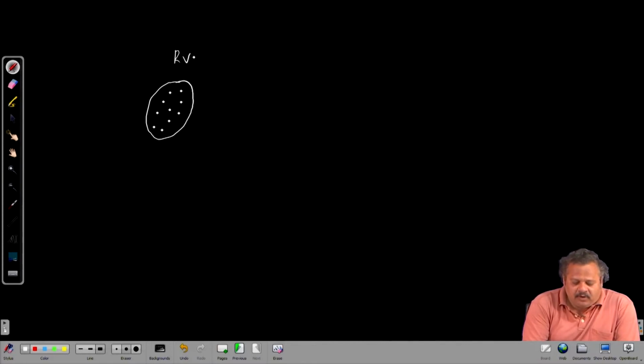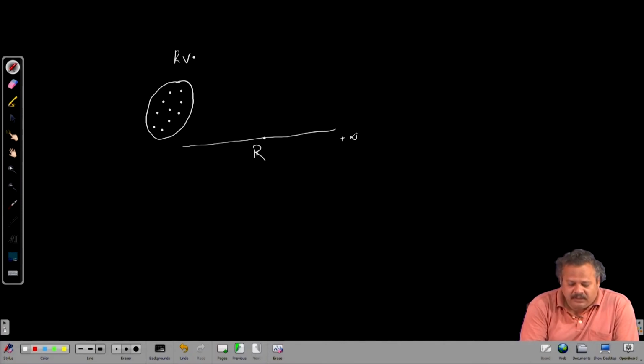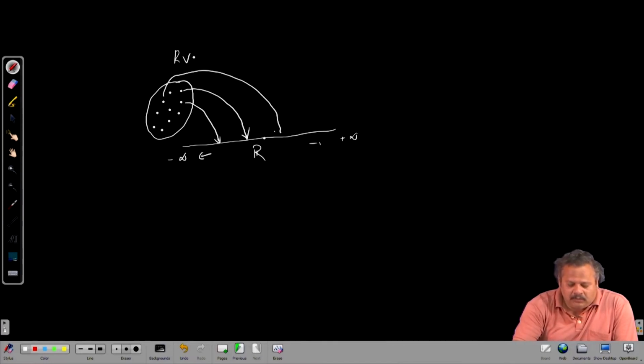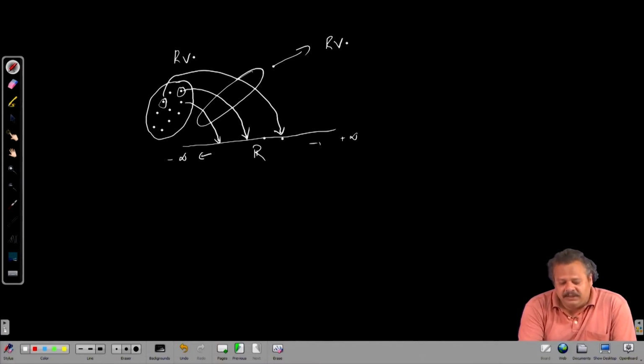So, from there, if we consider the real number line from minus infinity to plus infinity, then this mapping onto the real number line of the outcomes of the random experiment is essentially what is a random variable. Since each outcome of the random experiment has a certain probability associated with it, the values taken by the random variable also have the same probability associated with them.